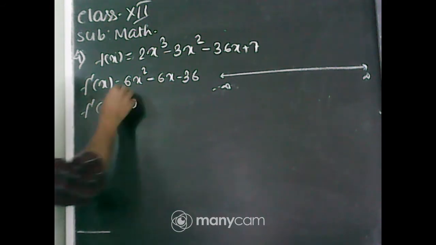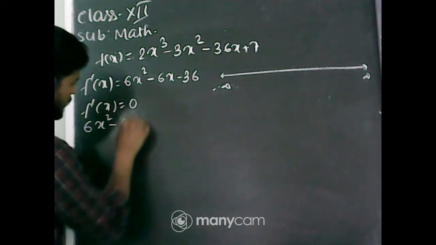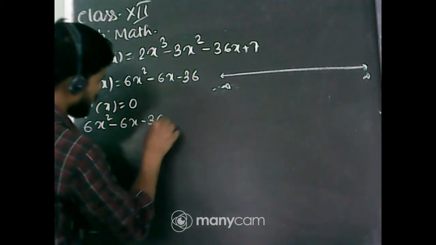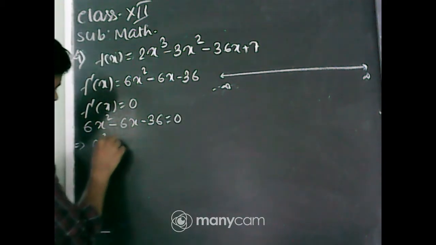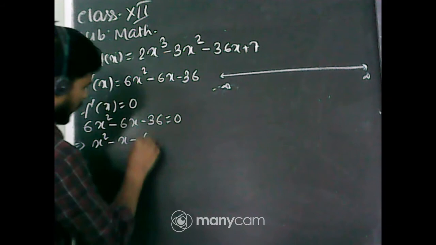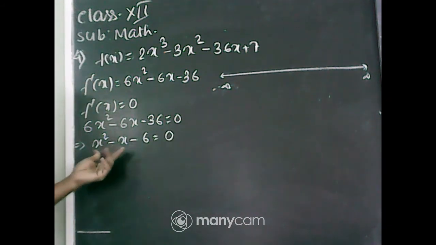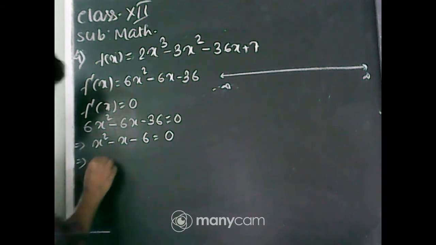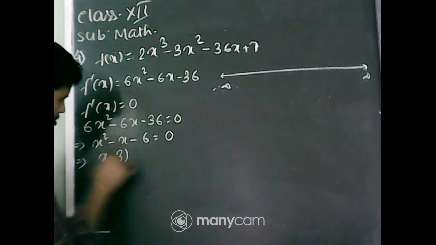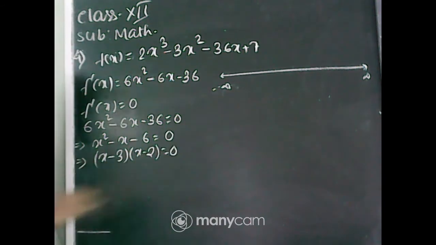Okay, now put the value of f dot x, that is 6x square minus 6x minus 36 is equal to 0, which means x square minus x minus 6 is equal to 0. Now we have to do the factorization of this expression. So if we do the factorization, it will be x minus 3 into x minus 2 is equal to 0.